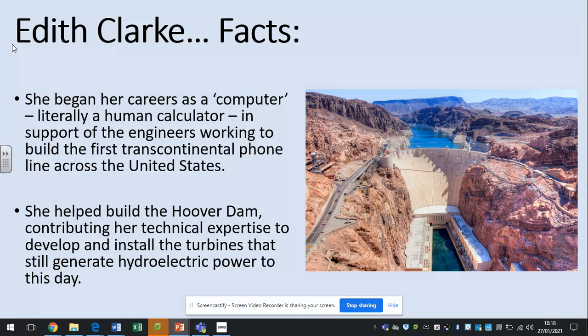She began her career as a computer. That's what they used to call these women who were very, very gifted at mathematics. They were like human computers. In support of the engineers working to build the first transcontinental phone lines across America. Now, transcontinental means it goes right across the continent, and America is a very, very, very big place.